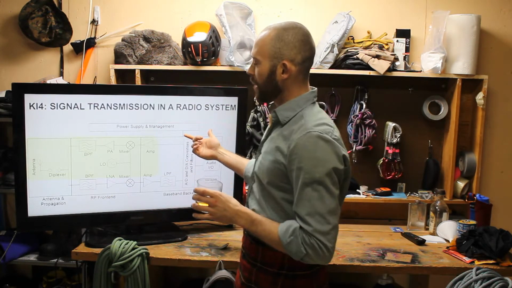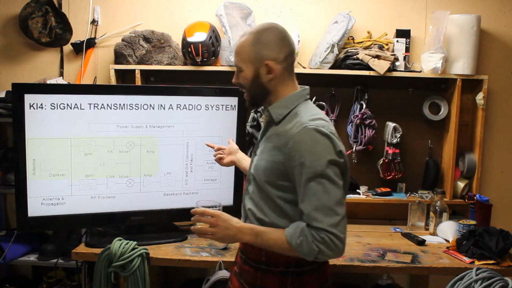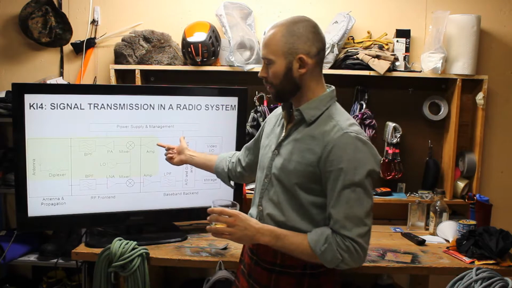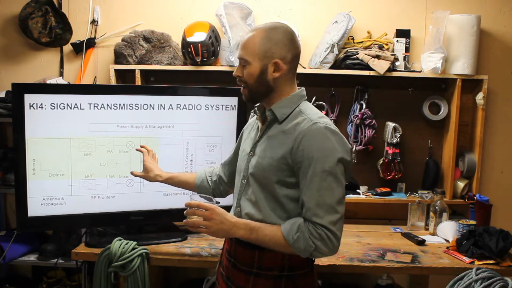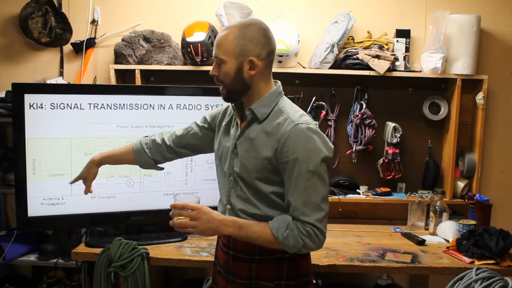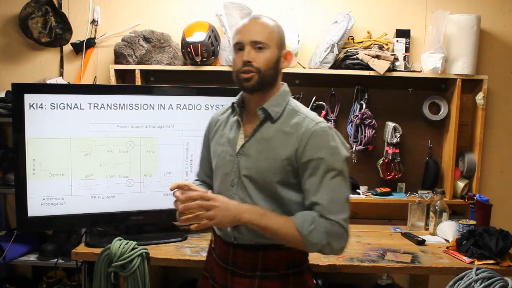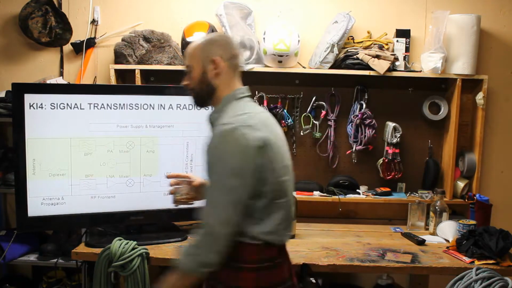So this is basically your video and audio coming into an amplifier that goes into a mixer, which we'll talk about later, which goes into another amplifier and comes out after going through a bandpass filter through the antenna and gets transmitted to the cell.